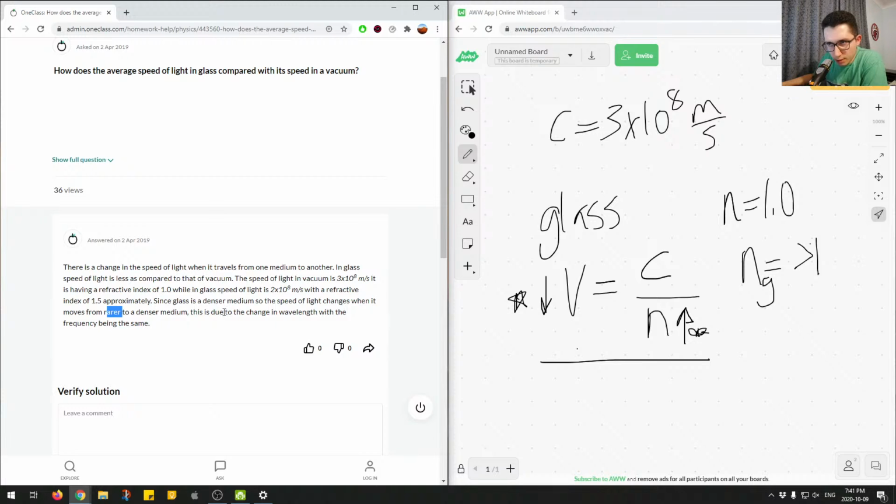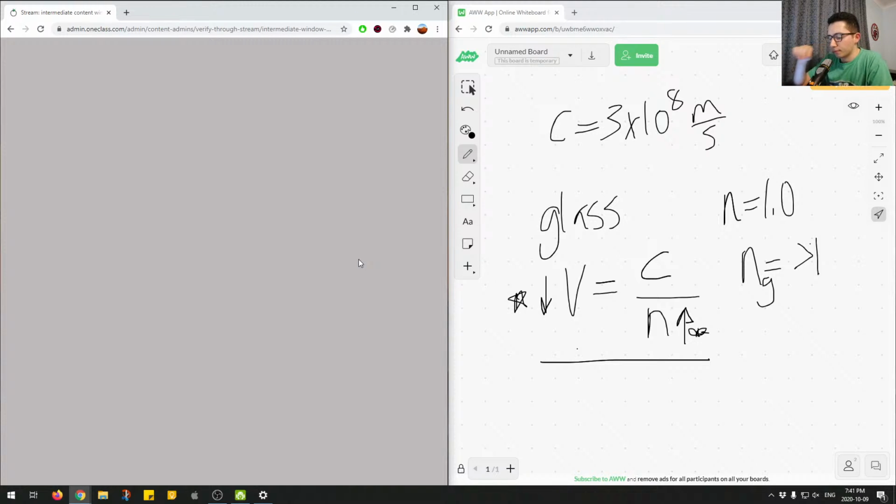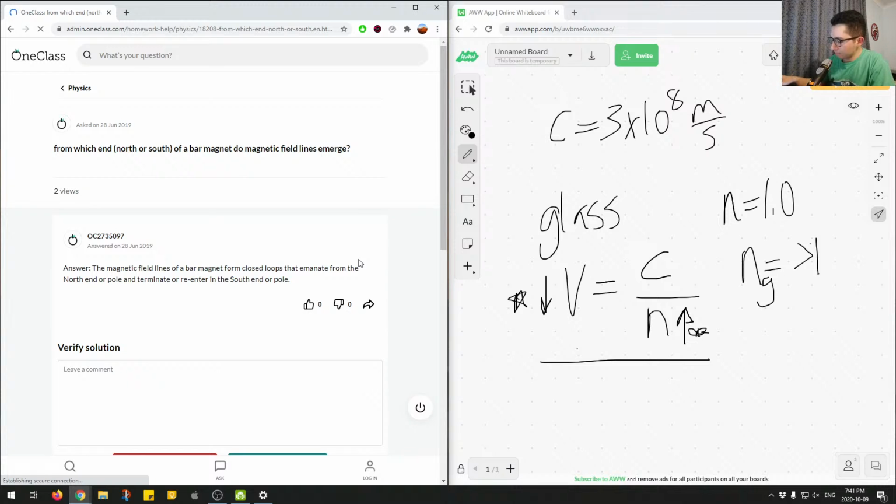This happens when there's a change in medium. So whenever there's a change in medium, there will be a change of speed. So if you were going from glass to a vacuum, the speed would increase. And if you were going from vacuum to glass, the speed would decrease. Okay, so we'll mark this as correct answer. Great work. Alright, let's mark this as correct and move on to the next question.